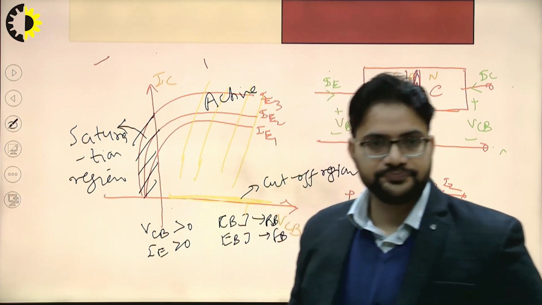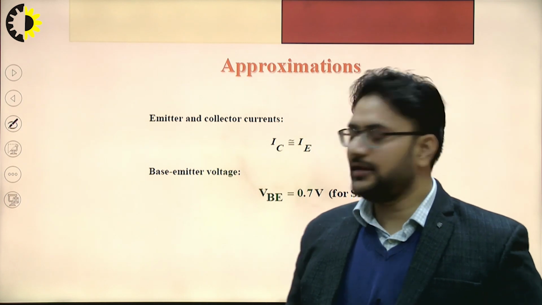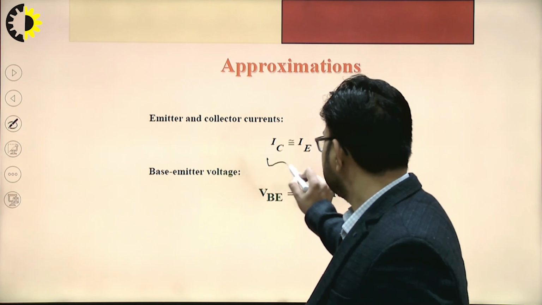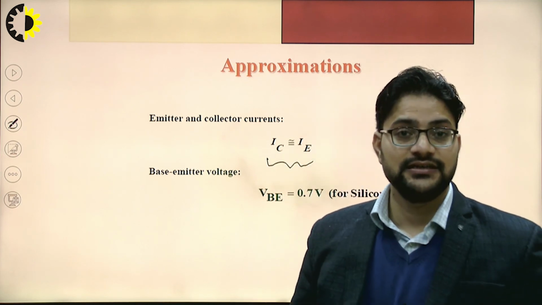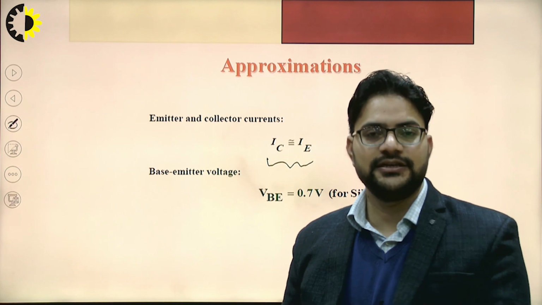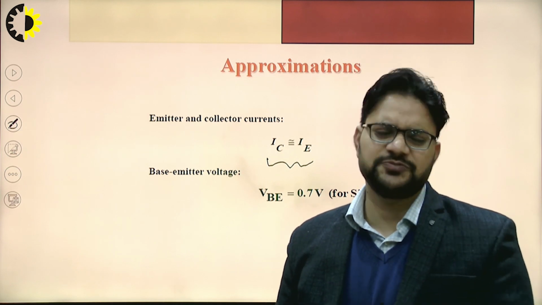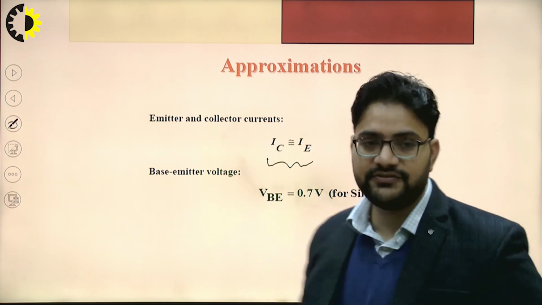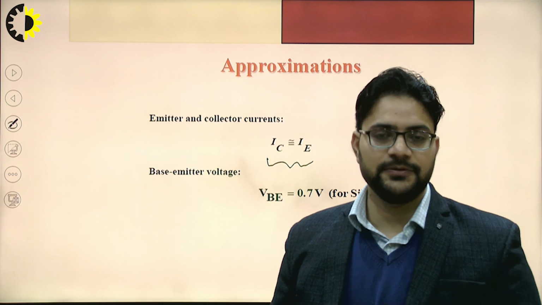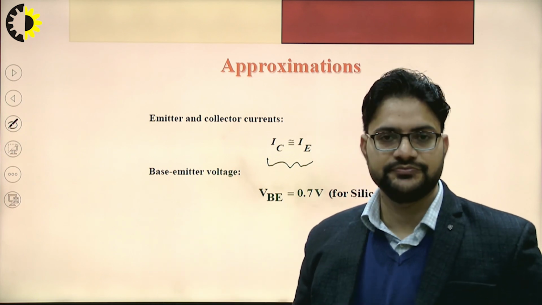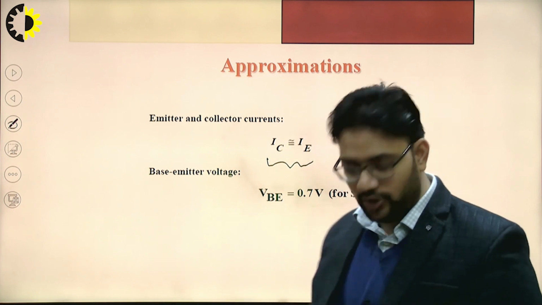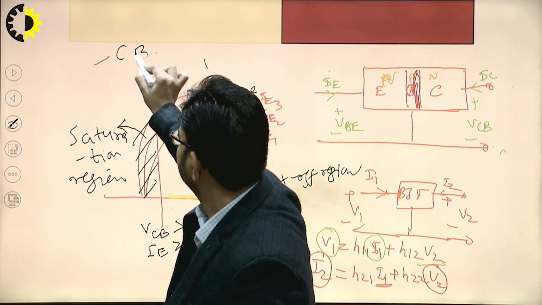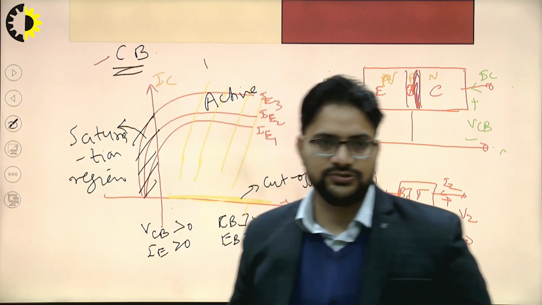Now, some approximations that we made: IC is approximately equal to IE, that is, the alpha value is approximately equal to 1. Typical value is 0.99. Base emitter voltage is 0.7 for silicon. In numerical problems, we take these values. So this is all for common base characteristics. This is how we draw the common base characteristics.